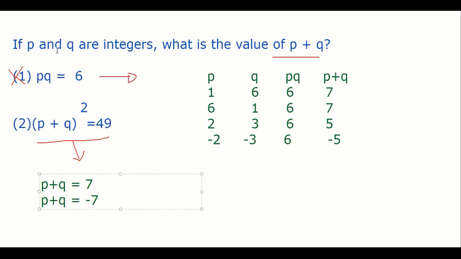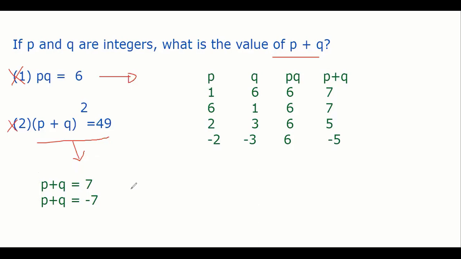Many people think, sir, 7 and minus 7, both we are getting. Yes, we are getting both. We are not getting one alone. It means we don't really know what the value of P plus Q is. It can be 7, it can be minus 7. So statement 2 alone is not sufficient. Unique value, that's why I intentionally used the word unique. So right, Skan, 2 alone is not sufficient.